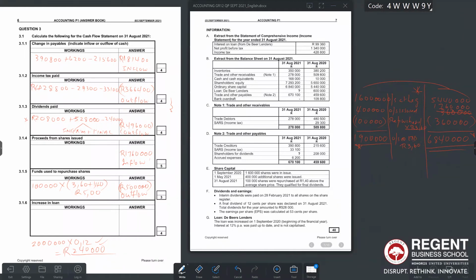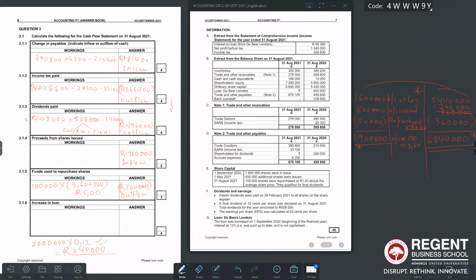So I took an increase in the loan on the 1st of September. So now, from the 1st of September till the 31st of August, 12 months, 1 year, the interest came to 99,300. The interest came to 99,300.